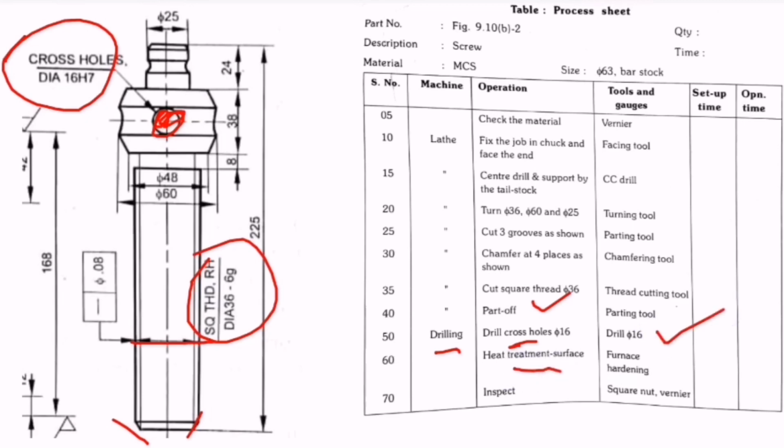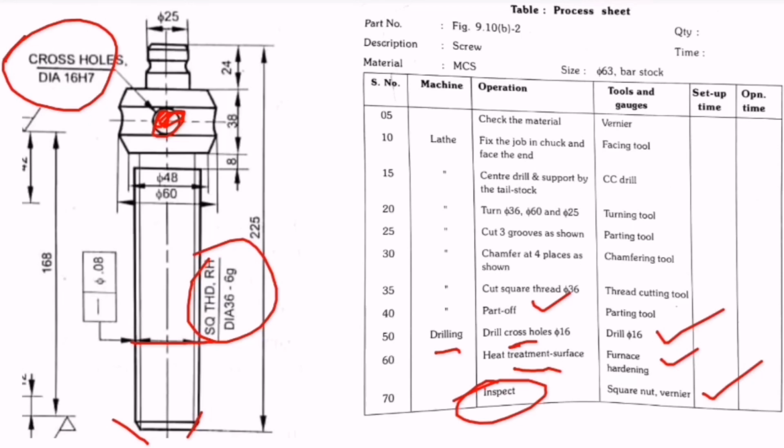Next, heat treatment of the surface with furnace hardening. The next operation is heat treatment of the surface, that is, furnace hardening. Finally, inspect the element with a square nut and vernier calipers. This is all about the process sheet of the screw in the screw jack.